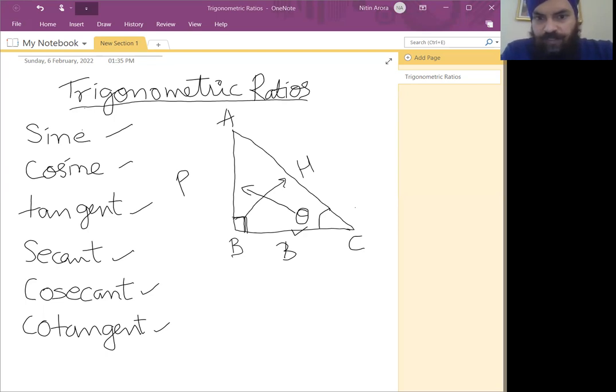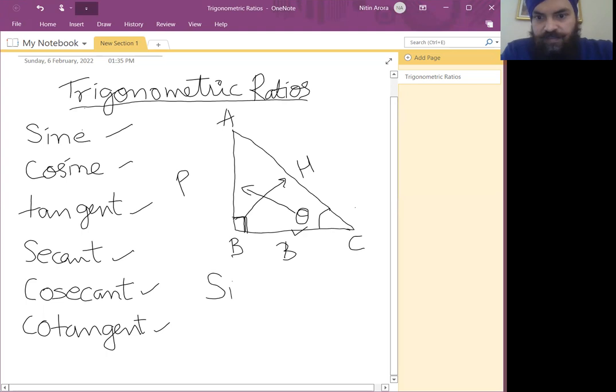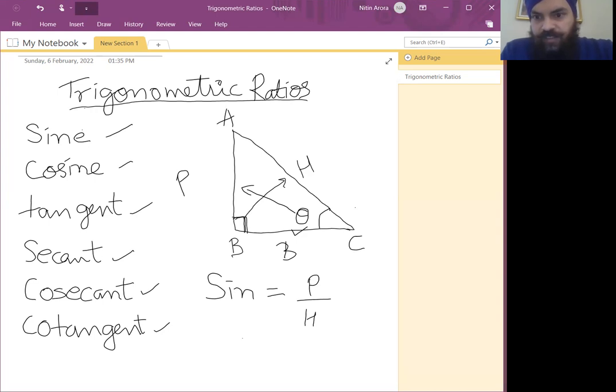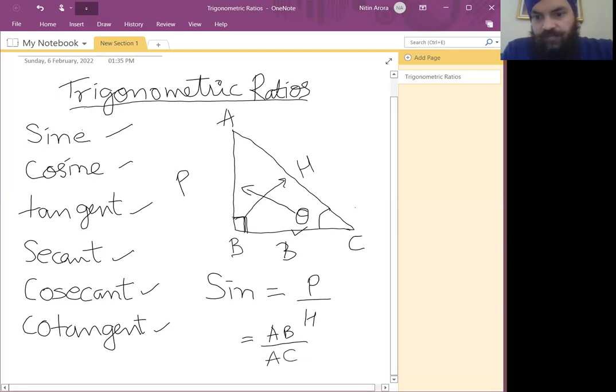So we are going to define sine, which in short can be written as SIN. It can be defined as perpendicular, that is P, over hypotenuse, that is H. For this particular right angle triangle which I have made, it will be equal to perpendicular AB divided by hypotenuse AC. So this is how we define sine.